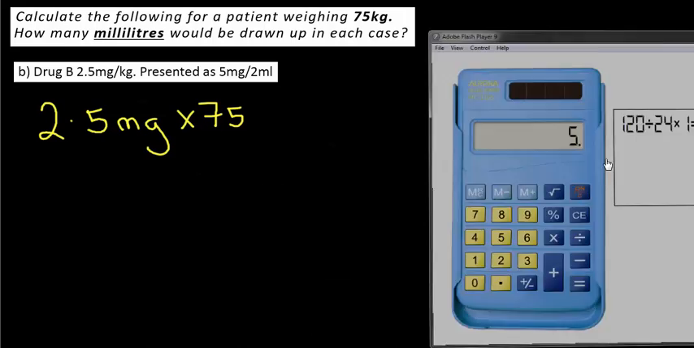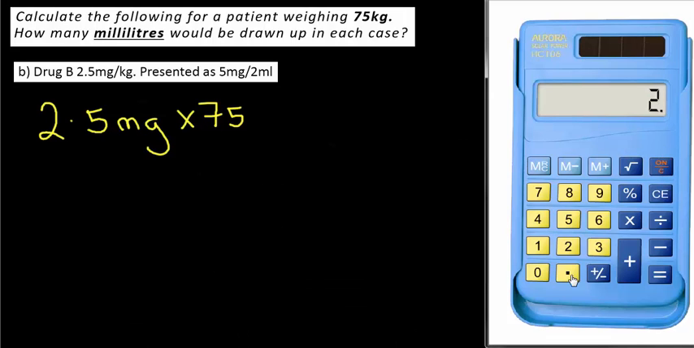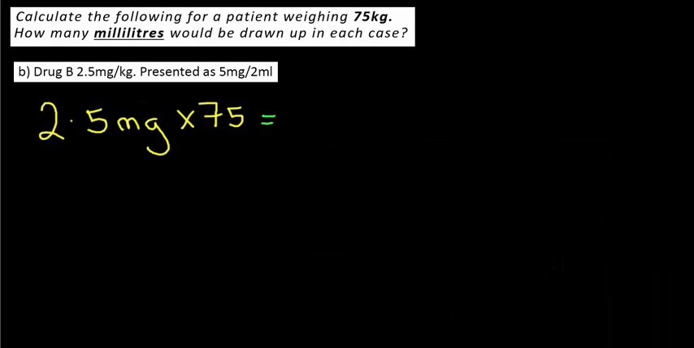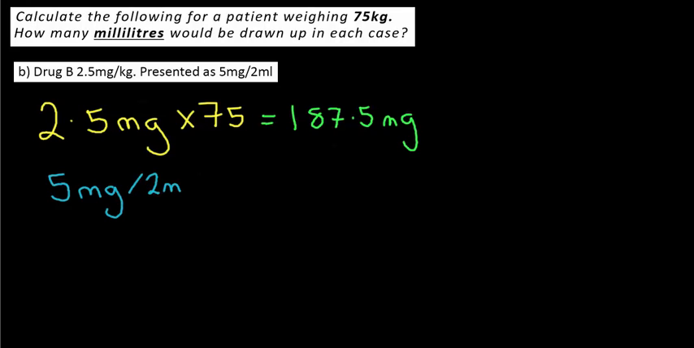Let's pull up the calculator, clear the decks. 2.5 times 75 equals 187.5 milligrams. Now we are told the drug stock is presented as 5 milligrams per 2 millilitres, which is the same as saying 5 milligrams in 2 millilitres.